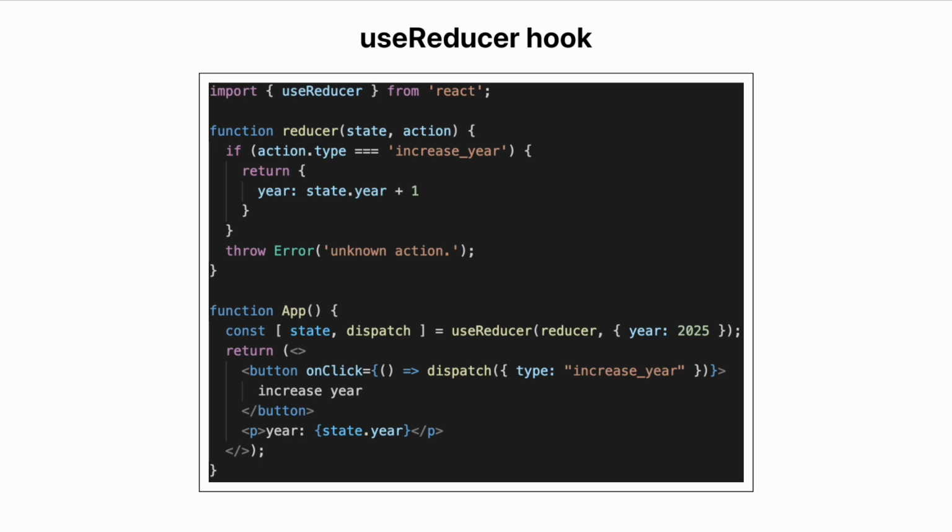For example, here we are storing the year value in the state object initialized with value 2025. We pass the reducer method and this initial state object to the useReducer hook. It returns the initial state and the dispatch function. In the button click event handler, we call the dispatch method with an action object. React passes the current state and action to the reducer method. The value returned by the reducer method is the next state.